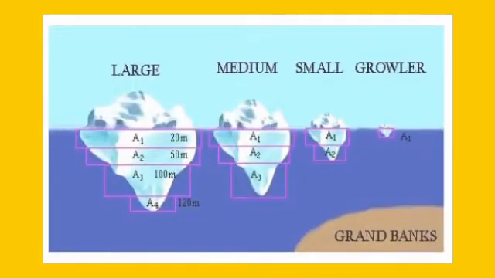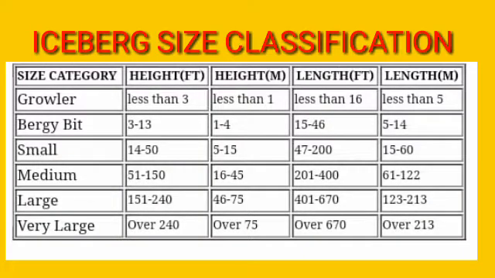Observe the picture, children. You have large, medium, small and very small called as growler. Observe the iceberg size classification table, children. You have different size categories there. That is growler, bergibit, small, medium, large and very large. The height of the iceberg is given both in feet and meters, and its length is also given in feet and meters. Please observe the table and understand clearly, children.